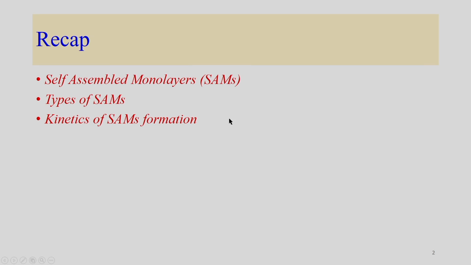In the last lecture we discussed self-assembled monolayers, how they are defined and how they are formed. Then we covered the different types of self-assembled monolayers, starting with monoSAMs and mixed SAMs, what kind of interaction takes place between the surface and the surface modifying agent, and the different techniques to form self-assembled monolayers. After that we discussed the kinetics, how we can analyze the kinetics of SAM formation.